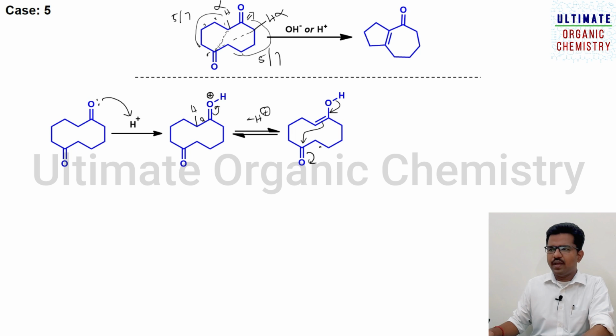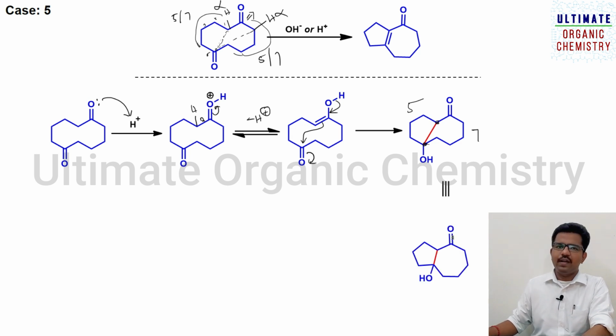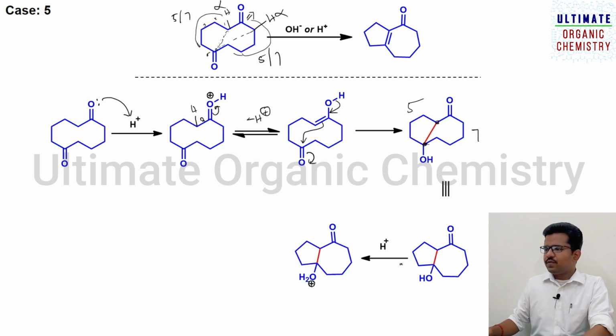This is the simplest way I am teaching. So you will have a bond formation between this carbon center and this carbon center, and if you check this ring, I already said this is a 5-member ring, this is a 7-member ring, and as a result it will be like this if you write it in a proper way. Next thing is this will be protonated under acid medium, right?